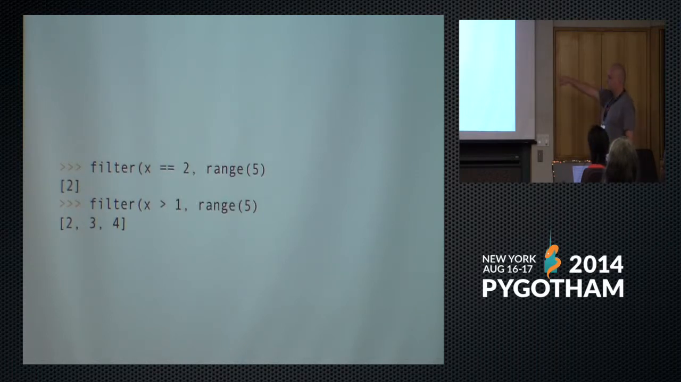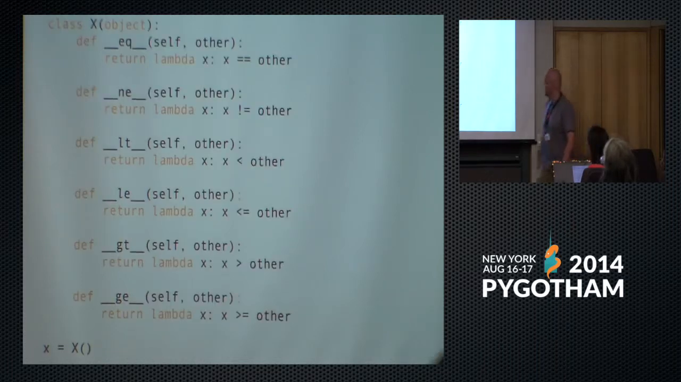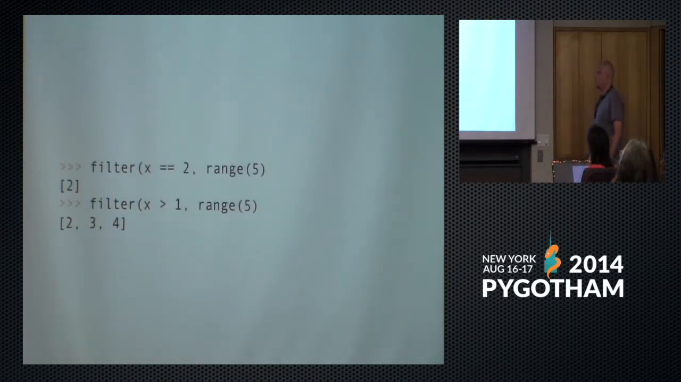What that's doing is X double equal to 2 ends up returning a lambda. That lambda implements, as you iterate over filter, the values of the range are passed into it as X. 2 is the other. So 2 is other up here. And so we just say 0 equal 2, no, 1 equal 2, no, 2 equal 2, yes. And so we filter to just 2. Then we do the same thing for the greater than operator.